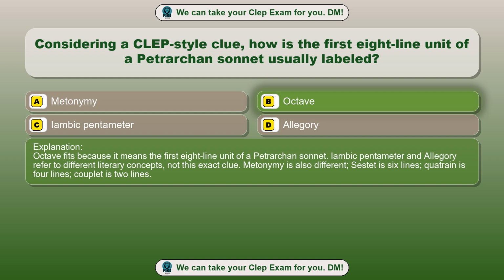Sestet is 6 lines, quatrain is 4 lines, couplet is 2 lines.